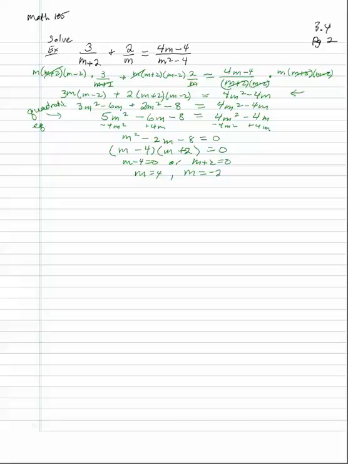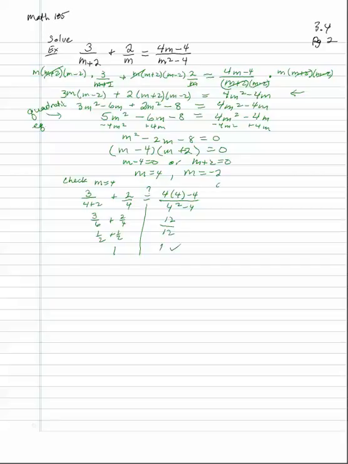And if you check, m equals 4: 3 over 4 plus 2 plus 2 over 4. Does that equal 4 times 4 minus 4 over 4 squared minus 4? So we get 3 over 6 plus 2 over 4, which is 1 half plus 1 half, which is 1. Now this side we're going to get 16 minus 4 is 12 over 16 minus 4 is 12, which is 1. So it checks out.